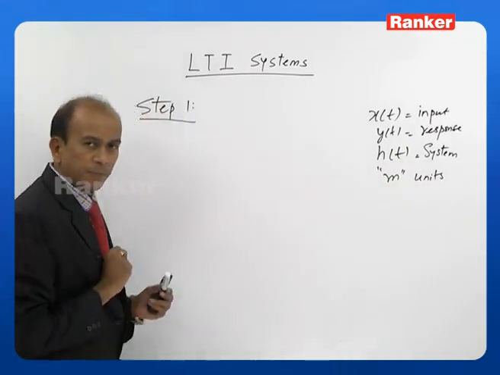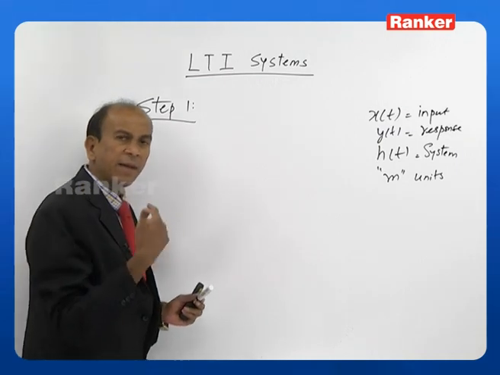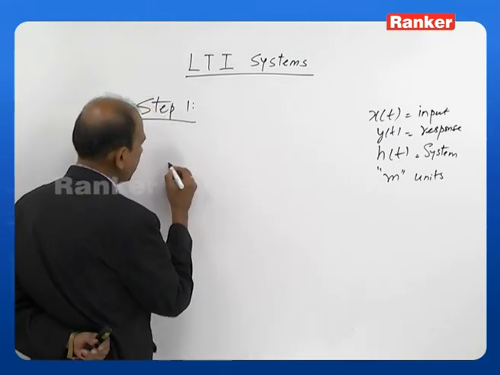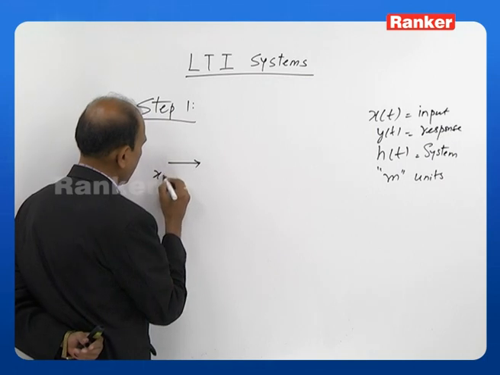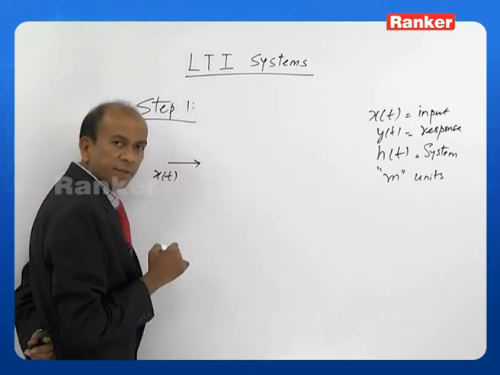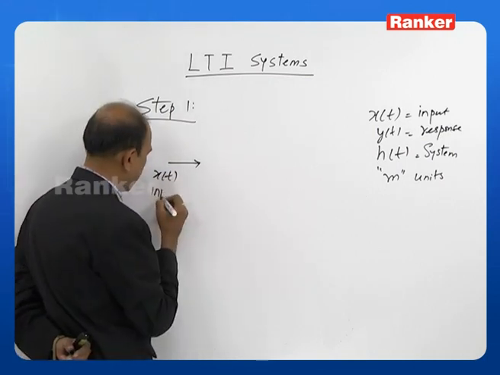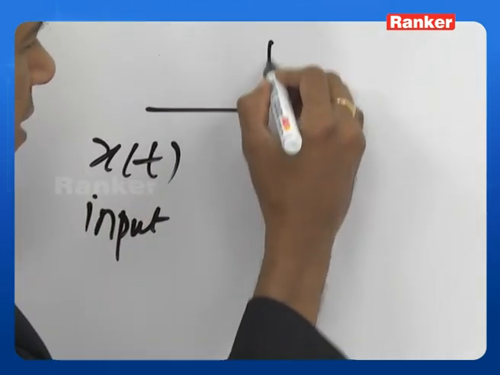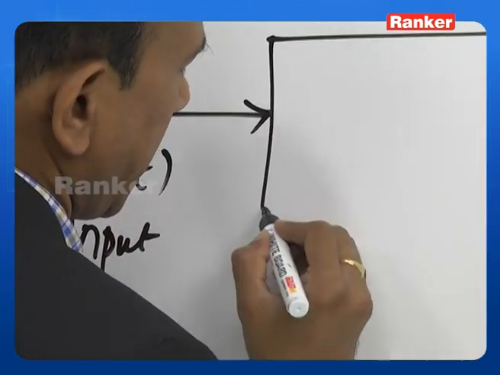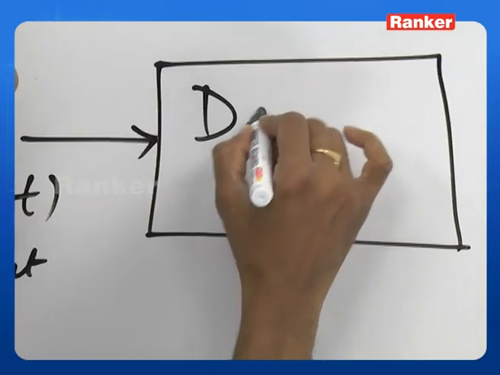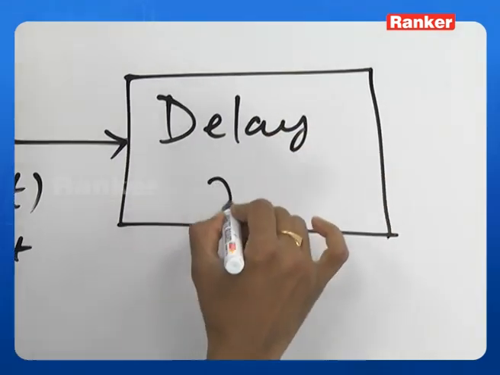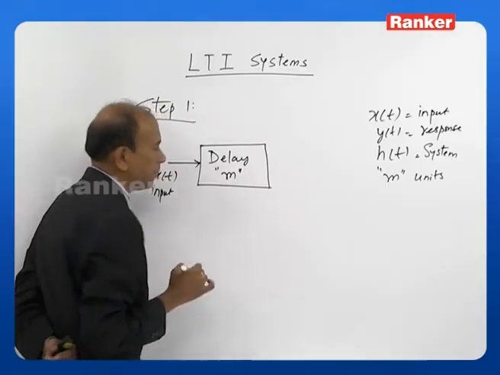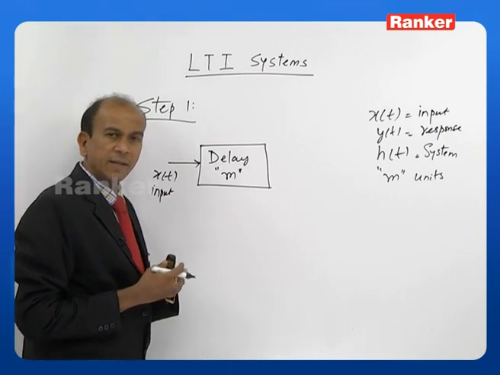Now the first step says I delay my input. So what I will do, my input is this, x of t. This is actually my input. I will pass this through a delay. Okay, so this is a delay element or a delay system. It will delay it by a certain m units.